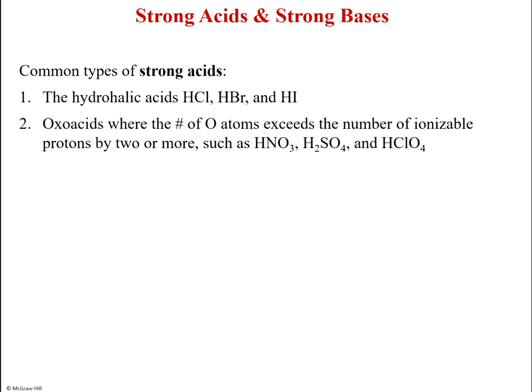The strong acids were ones that we learned back in Chapter 4 of General Chemistry 1. The hydrohalic acids: hydrogen chloride in water, hydrochloric acid; hydrogen bromide in water, hydrobromic acid; and hydrogen iodide, which in water is hydroiodic acid. Those are all strong acids. And then the oxo acids, where the number of oxygen atoms exceeds the number of ionizable protons by 2 or more. The common ones are nitric, sulfuric, and perchloric. Chloric is also a strong acid, but it is not a common acid because the chlorate ion is not particularly stable.